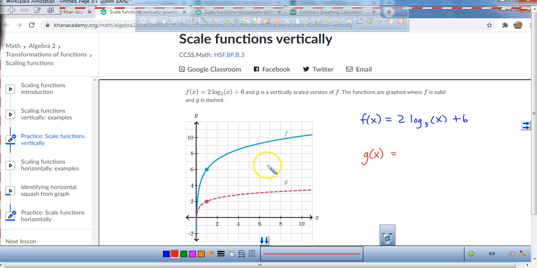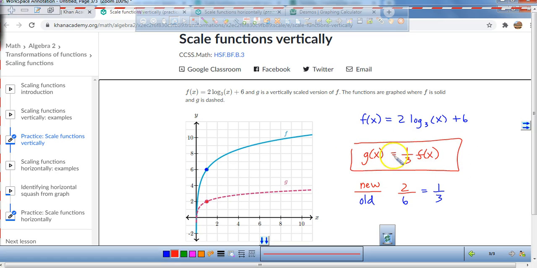All right, so let's take a look at our new versus old. What's our new y value divided by our old y value? It looks like our new one is at a 2 right here. Our old one right here is at a 6. And 2 divided by 6 is 1/3. So I think g of x is going to be 1/3 of whatever f of x is. So what's g of x in terms of f of x? That's what it is. Let's see what they ask us to find, though.